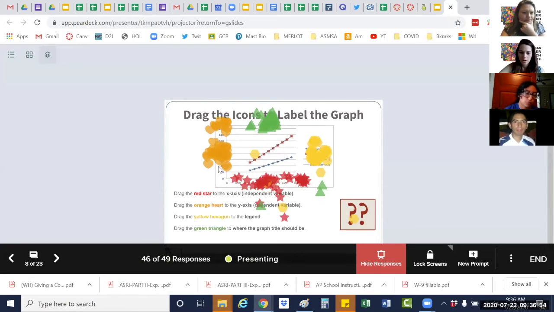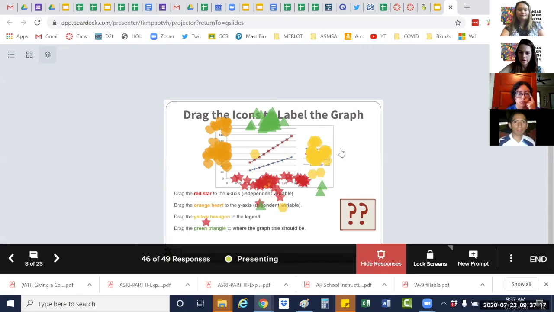We've got the orange heart on the y-axis. That's the dependent variable. That's the thing that you're measuring. So if you are using these various concentrations, this is whatever you're measuring, whether it's like plant growth or bacterial growth, or some kind of metabolic pathway that's being activated that you're measuring.